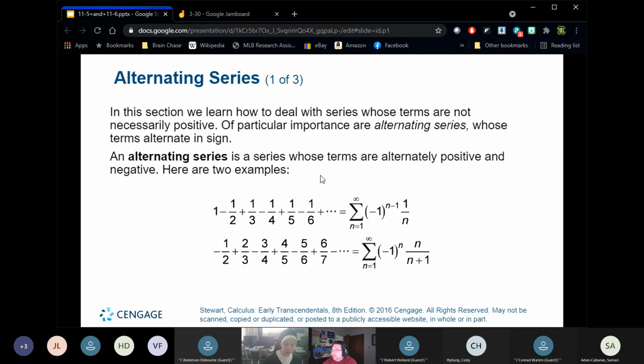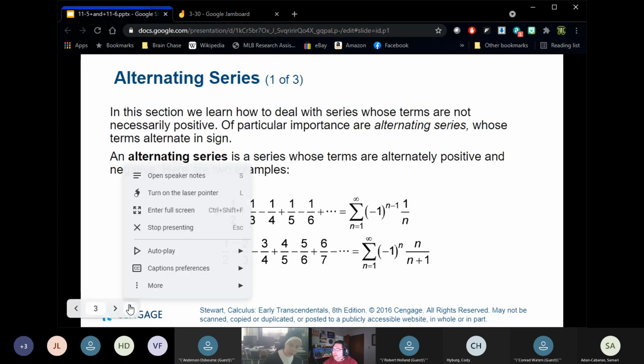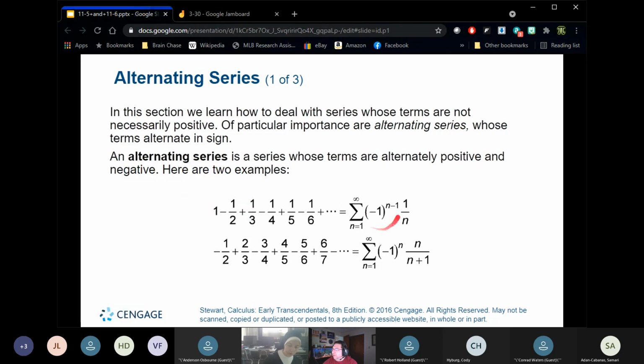So an alternating series is a series that goes from positive to negative values. So it goes back and forth. They're always going to have that -1 to the n power in there. So if it's -1 to the n minus 1 power, it's going to start off as a +1. If it's just to the n power, it'll start off as a -1. And they're going to alternate back and forth. So this is an alternating series.